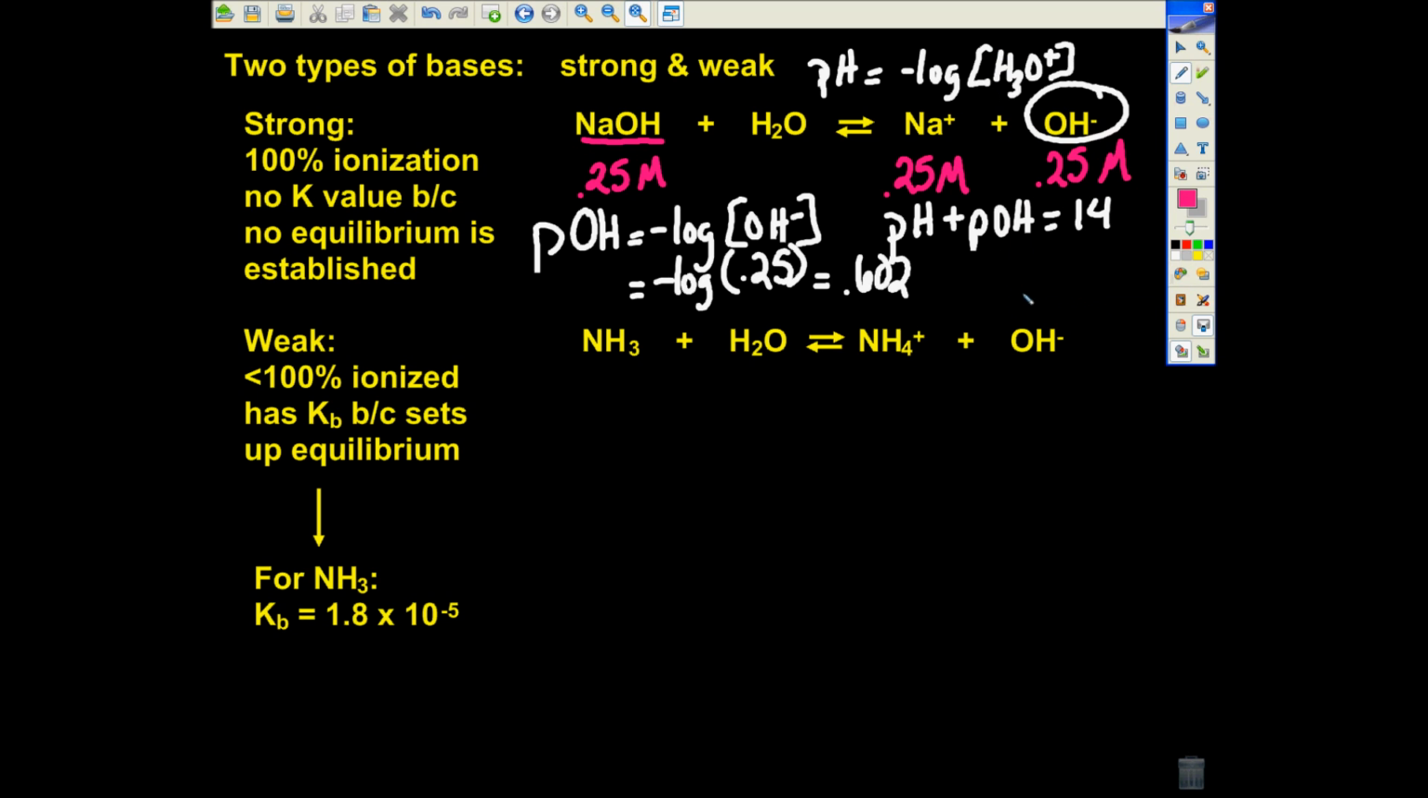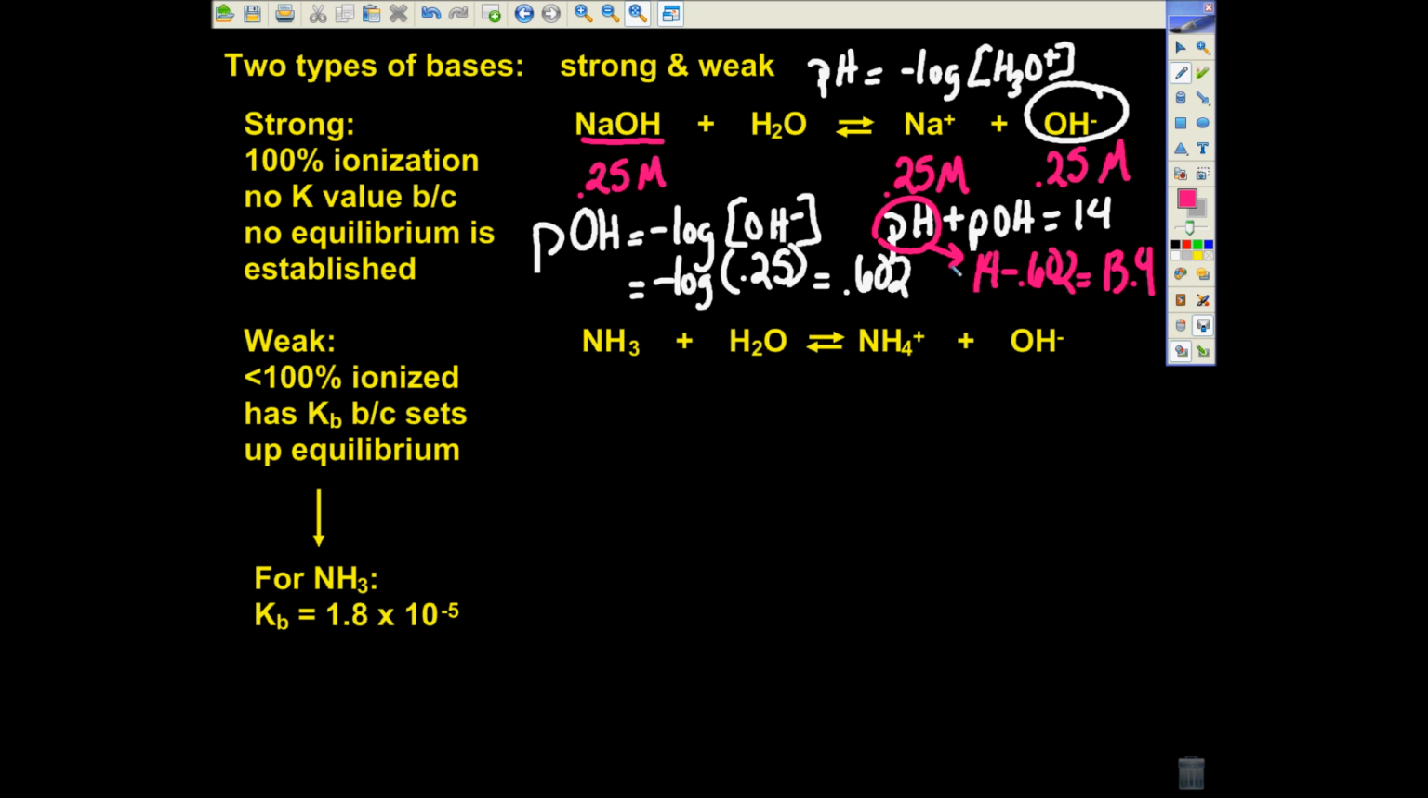I'm just going to plug it into this little formula right here and rearrange it, but it'll end up being 14 minus 0.602, and I'm going to have a very high pH, 13.4. And that's the pH of that solution, which, sodium hydroxide is a very strong base, so it will have a very high pH.